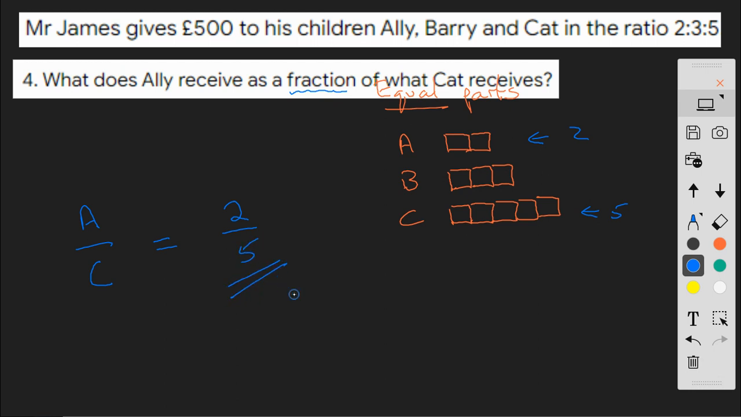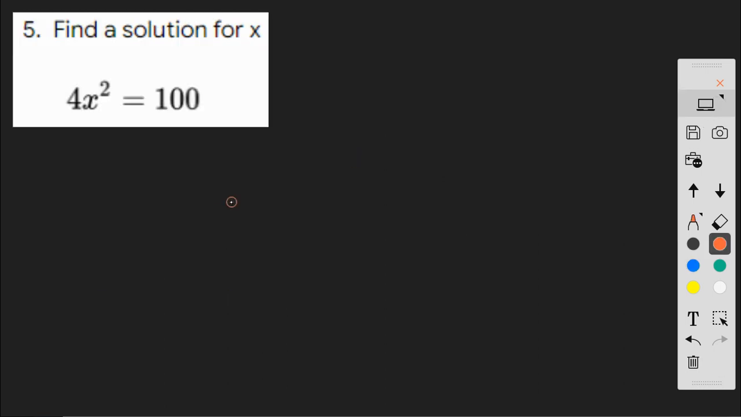So the maths was straightforward. This really is an exercise in making sure that we've understood what these words mean here. So as a fraction of, the first part of this sentence is going to be the top, the numerator of our fraction, and fraction of what Kat receives, that is going to be the total, the bottom, the denominator of our fraction. Okay.